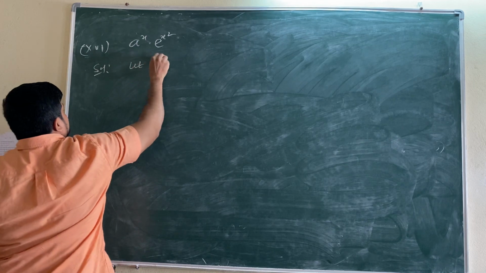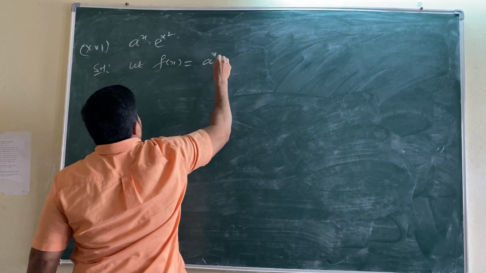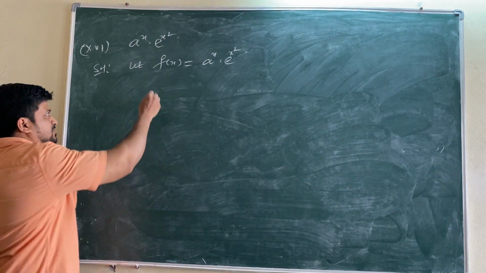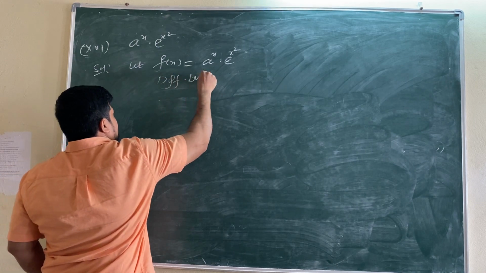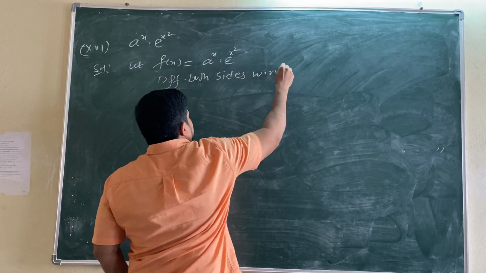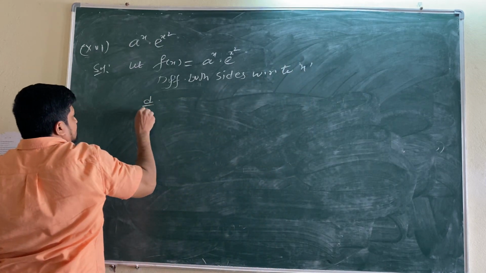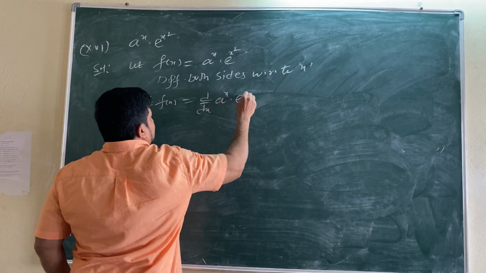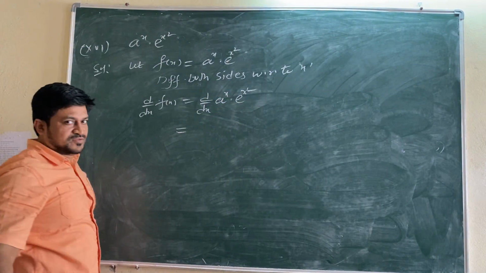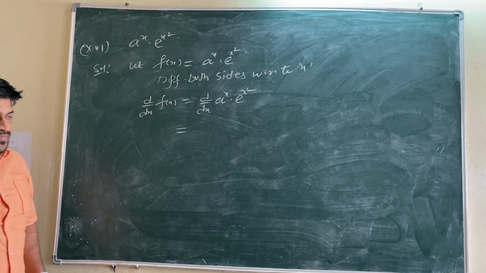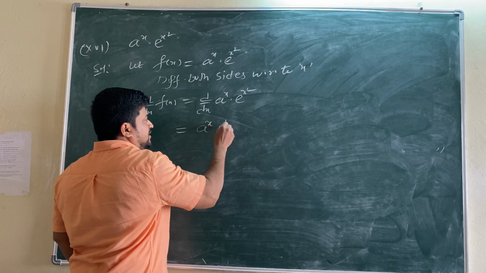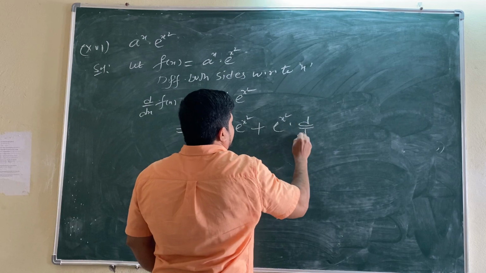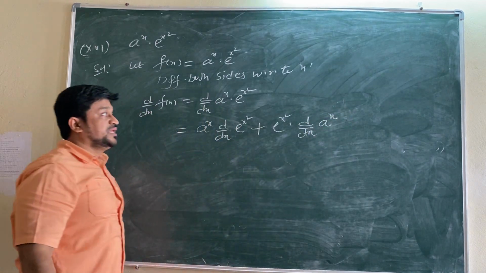What we will consider? e power x square. Next step, differentiating both sides. Which form? UV form. So u derivative of v plus v derivative of u, e power x.